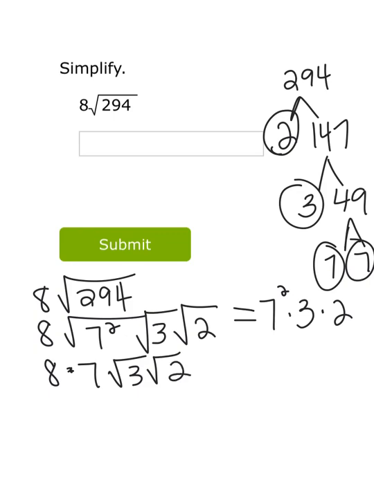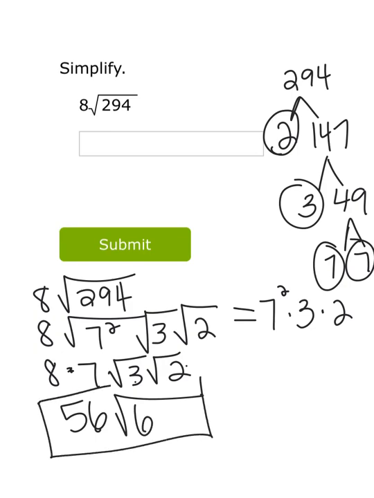So 8 times 7 is 56. And I could actually just go ahead and multiply 3 times 2 together to get the square root of 6. So my answer would be 56 times the square root of 6.